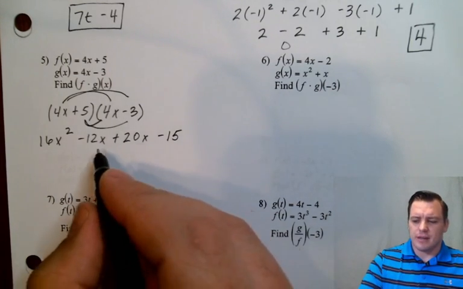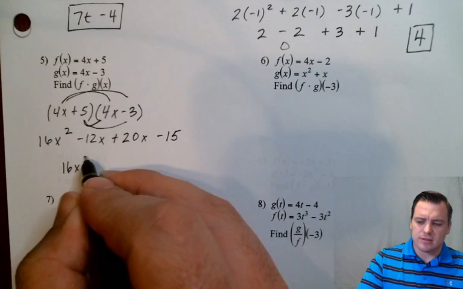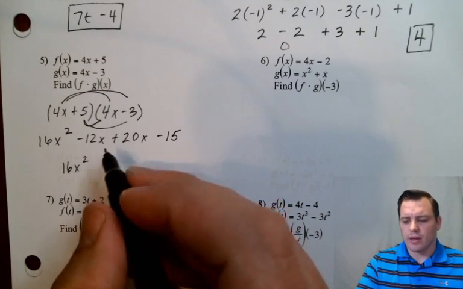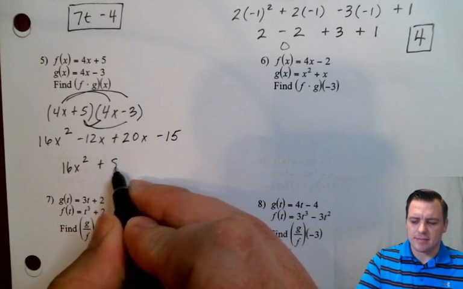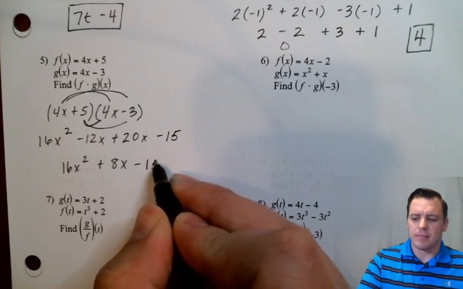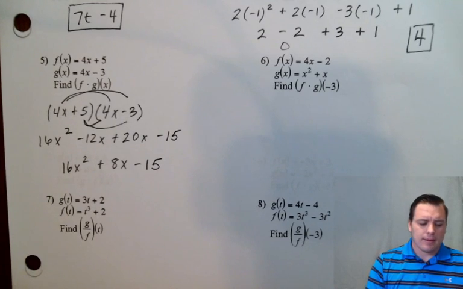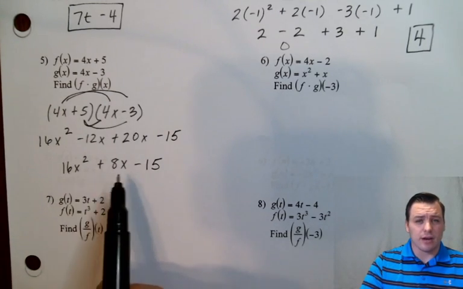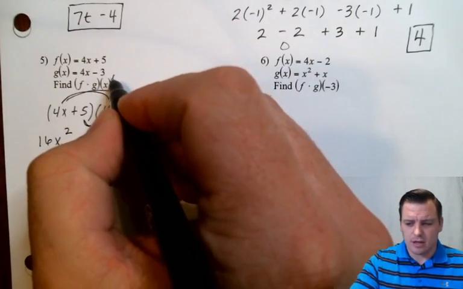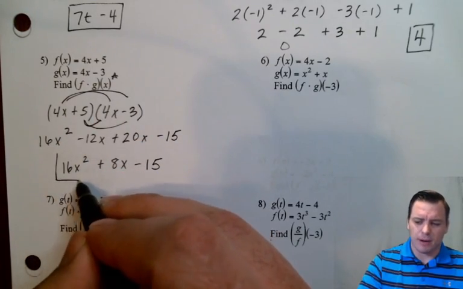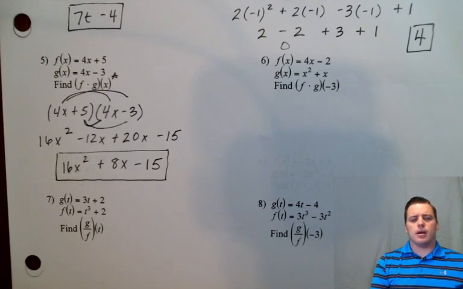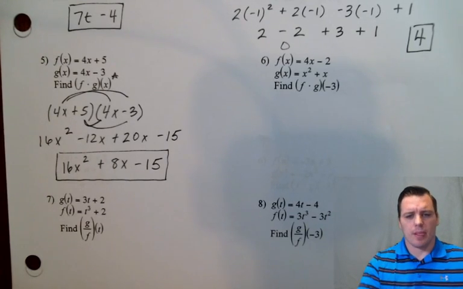From there, we just need to combine the middle two terms: 16x squared, and then negative 12 plus 20 would be positive 8x, minus 15. Now, again, looking at this, it's in terms of x, so that means I just had to multiply it. I didn't have to plug in anything. So that would be my answer there, 16x squared plus 8x minus 15.